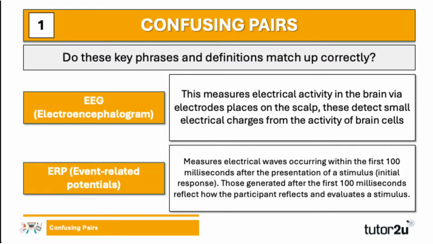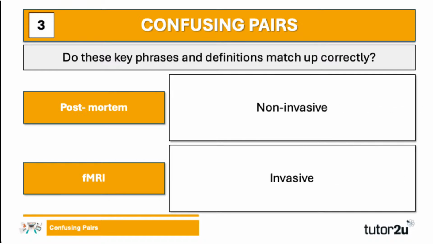Yeah, let's reveal. So it's actually the other way around, and I don't want to talk too much about the difference between EEGs and ERPs right now, because we've got some further questions that are going to distinguish that difference a bit more clearer for you. So let's move on to the second one. So for the second one, we've got post-mortem fMRI, invasive, non-invasive. Is this the correct way round or not?